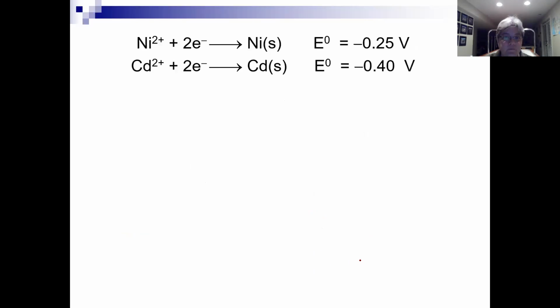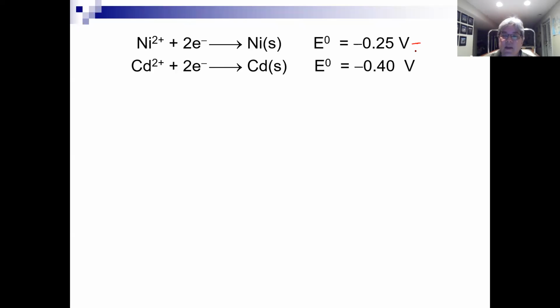Okay, so here are the reduction potentials for nickel and copper. The first thing we have to consider is, if these two are together, which one is going to deposit first? Which one is easier to deposit? And of course it is nickel, the one with the higher reduction potential. So nickel will be the first one to start to deposit.